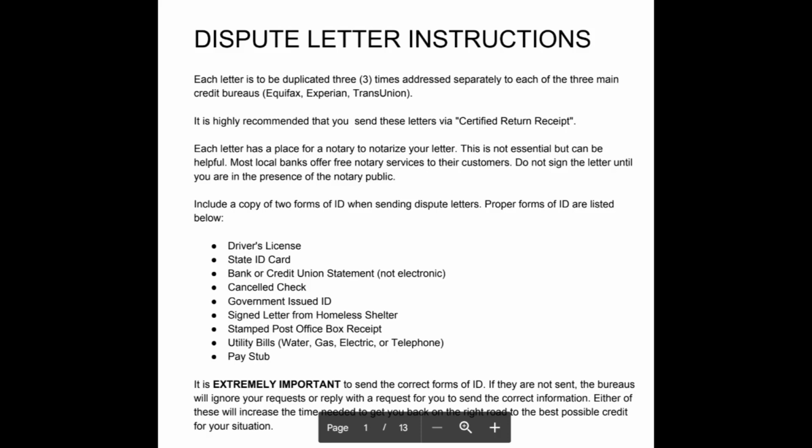Also accepted: a stamped post office box receipt, utility bills (gas, water, electrical, telephone), or your pay stub. It is extremely important to send the correct forms of ID.